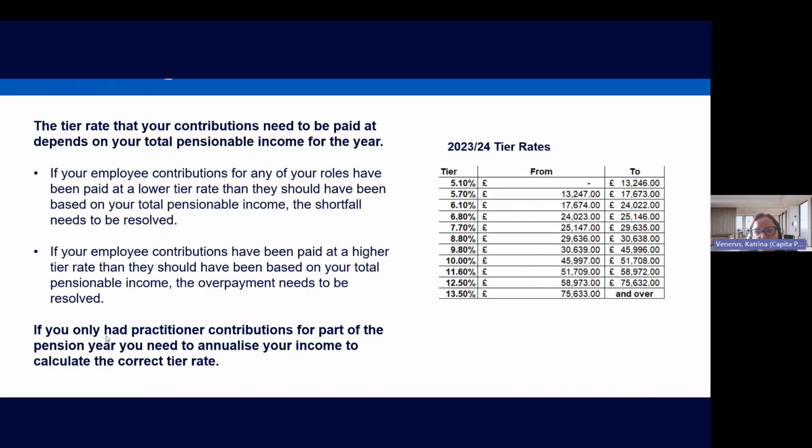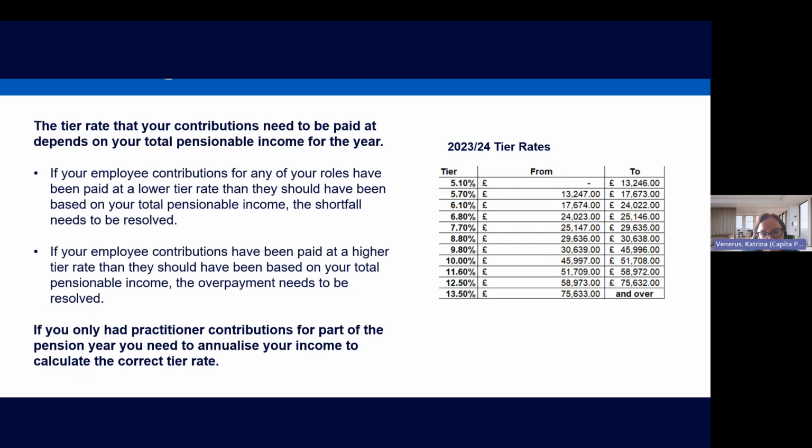If we just go to the first slide. So again, range of people with a range of experiences probably on the call, but it's just worth recapping that it's that pensionable income that we arrive at the end of the year, taking into account all of the practitioner roles that a GP has had, that then determines what the correct actual tier rate is for the year.